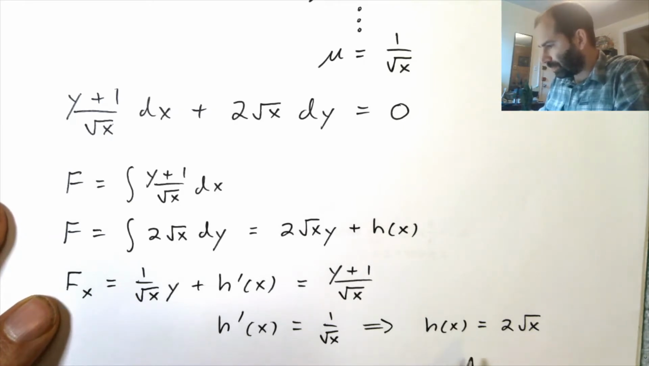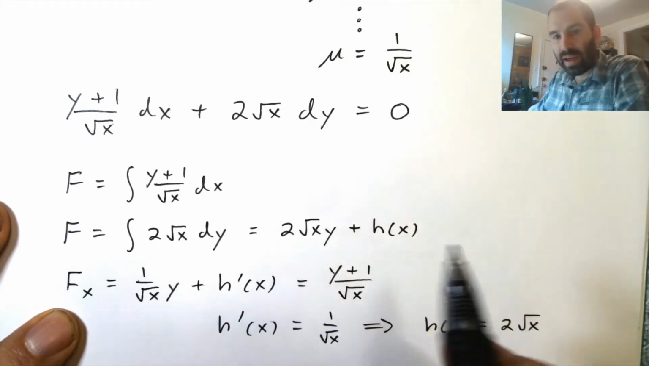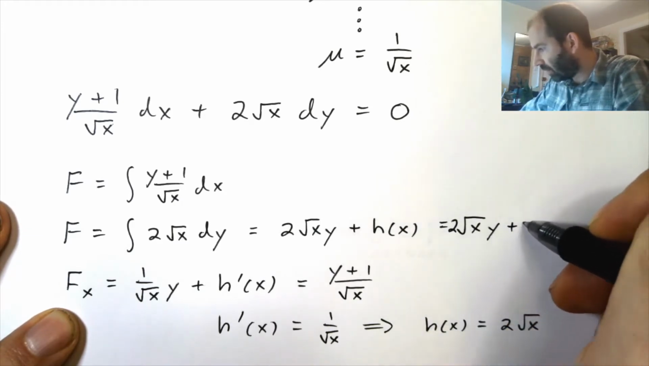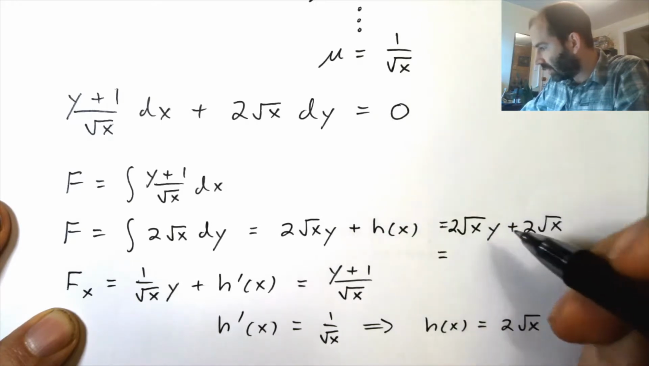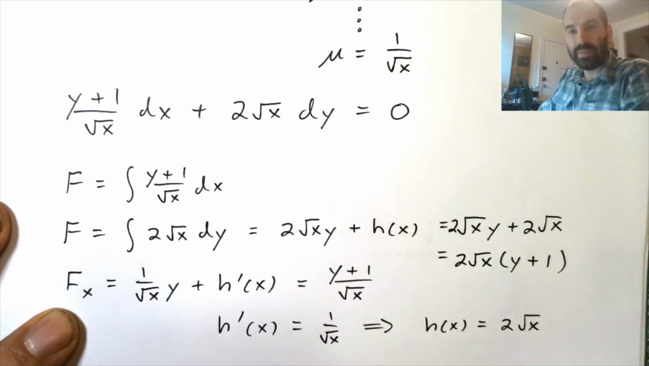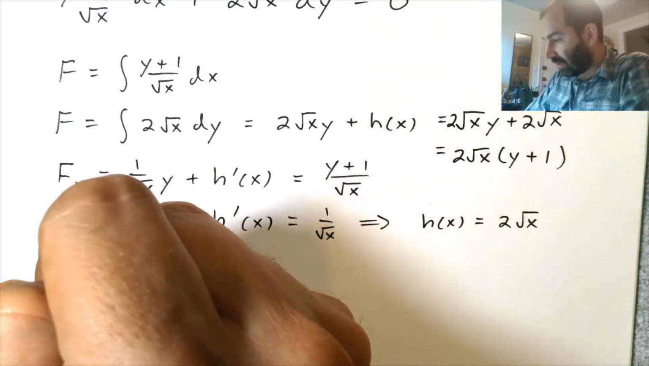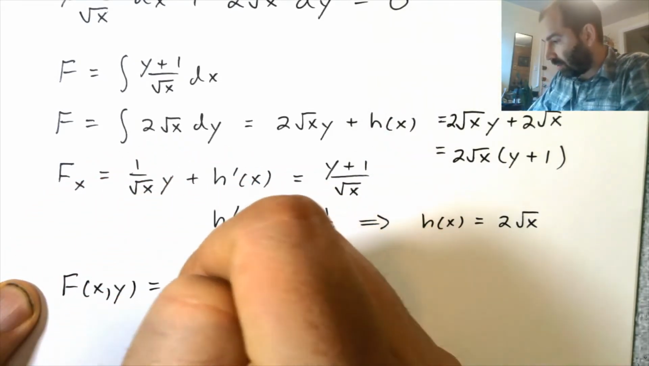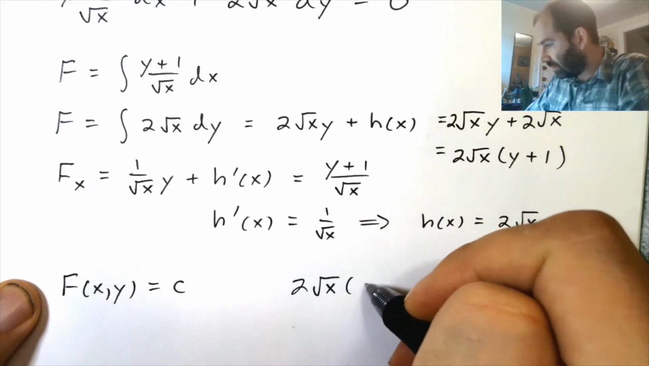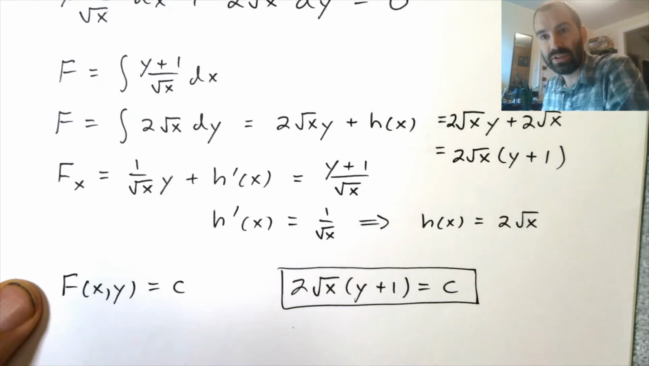Okay, so we found it. We found what f is. All right, f is 2 root xy plus 2 root x. Or in other words, it's 2 root x times y plus 1. Okay, now, how do we write our final answer? Well, once we found f, we know that our final answer is of the form f of xy equals a constant. In this case, this is our function, so there we have it. That's the answer to our differential equation.